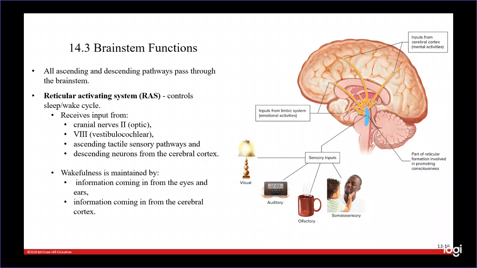But in order for your sleep-wake cycle to be stimulated, you need signals from your optic nerves and from your vestibulocochlear input. So again, cochlear, that is near your ears, right? That is actually just inside. It's not too terribly far from there. Wakefulness is maintained by information coming from the eyes and the ears, as well as the cerebral cortex.